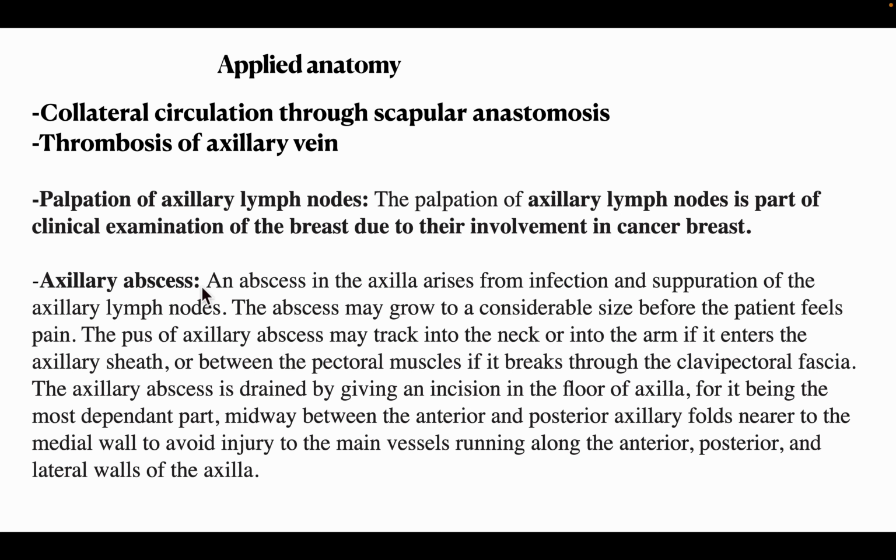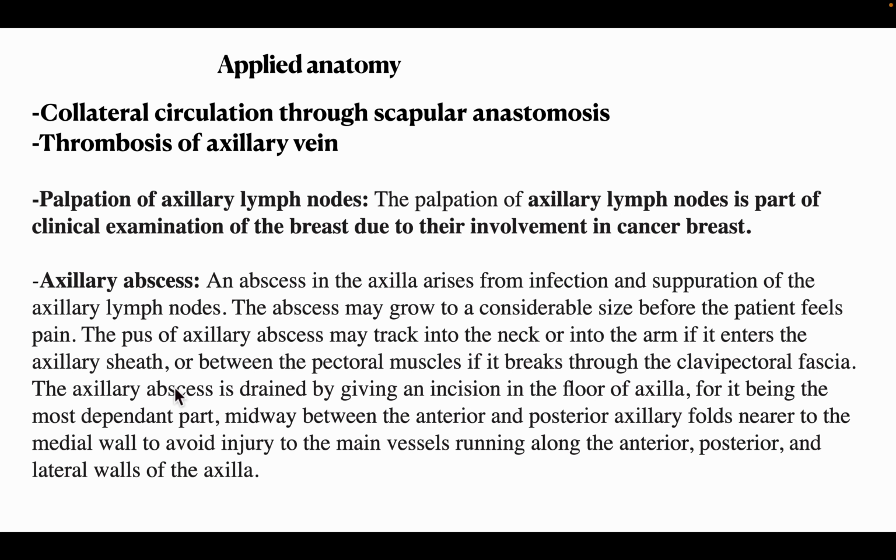There is again a term known as axillary abscess. It means an abscess in the axilla which arises from infection of the axillary lymph nodes. The abscess may grow to a particular size before the patient feels the pain. The pus of the axillary abscess may track into the neck or into the arm if it enters the axillary sheath, or between the pectoralis major muscles if it breaks through the clavipectoral fascia.